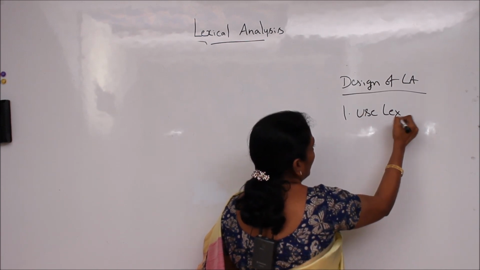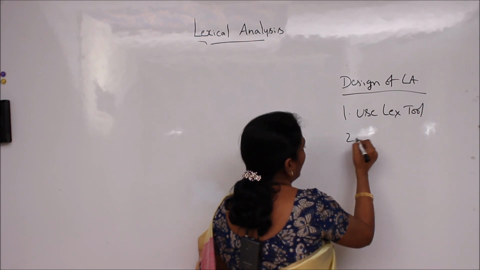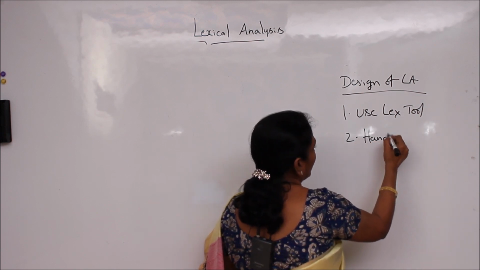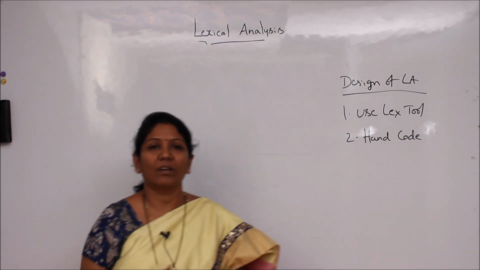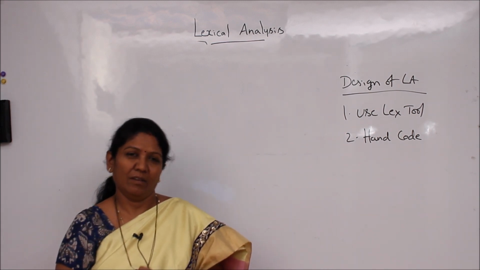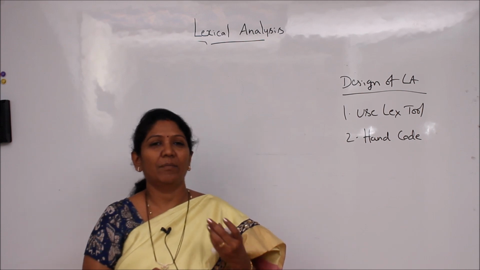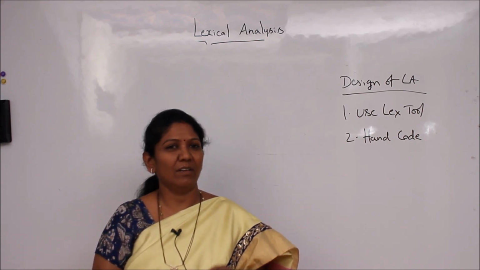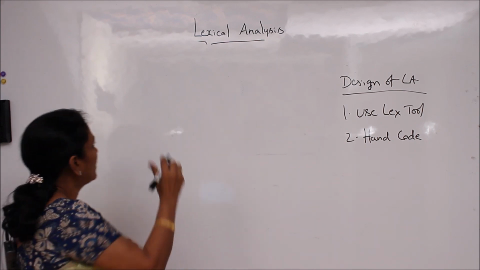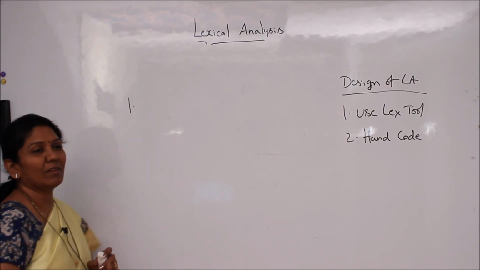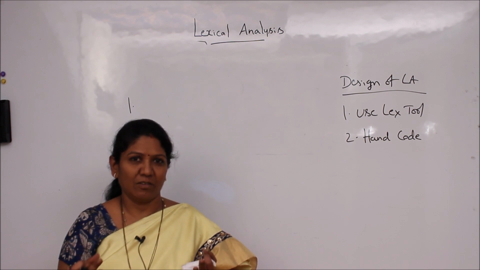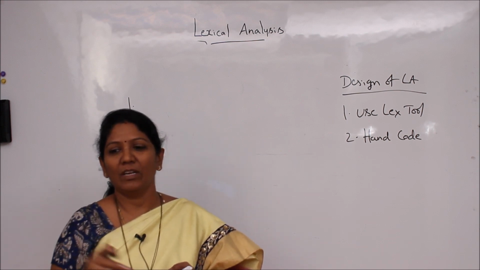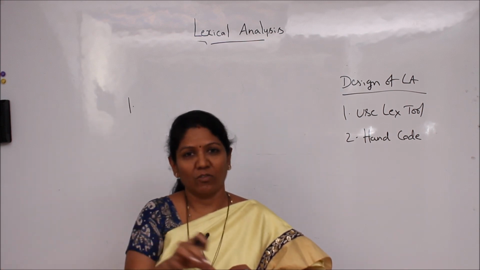Use lex, or write your own hand code. So whether you use lex or you write your own hand-coded lexical analyzer, the main steps to be followed are, once again, two steps. First step is, in order to, the task is what: given a source text, we need to identify tokens out of it.